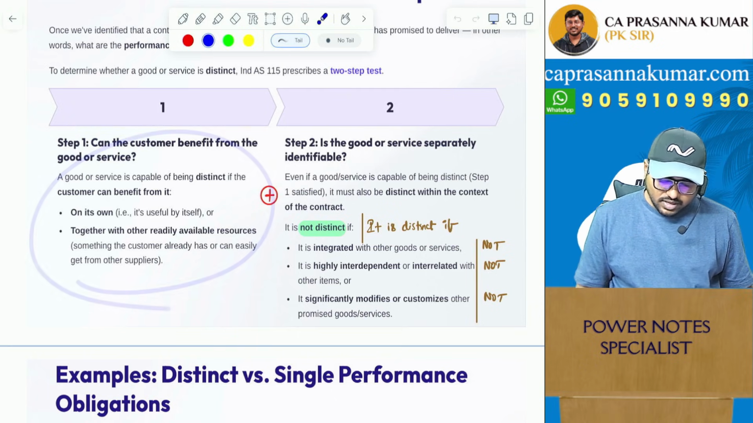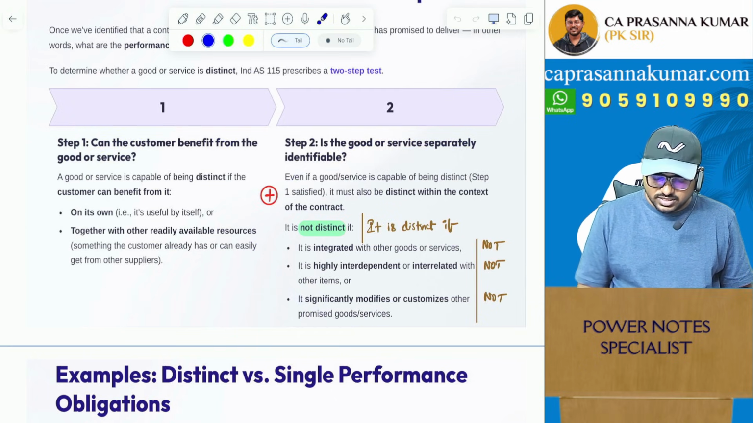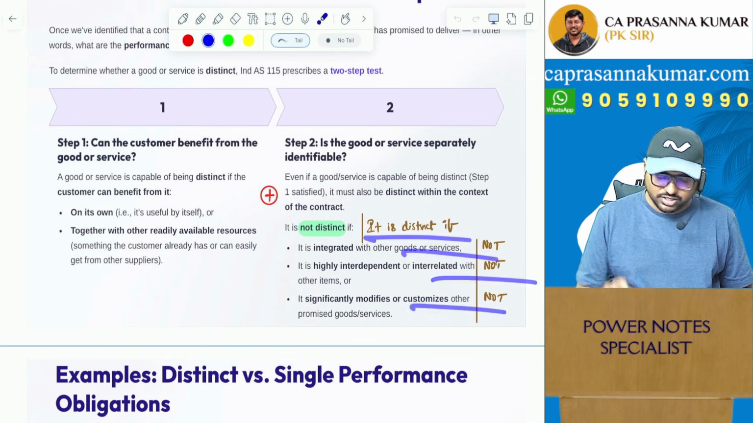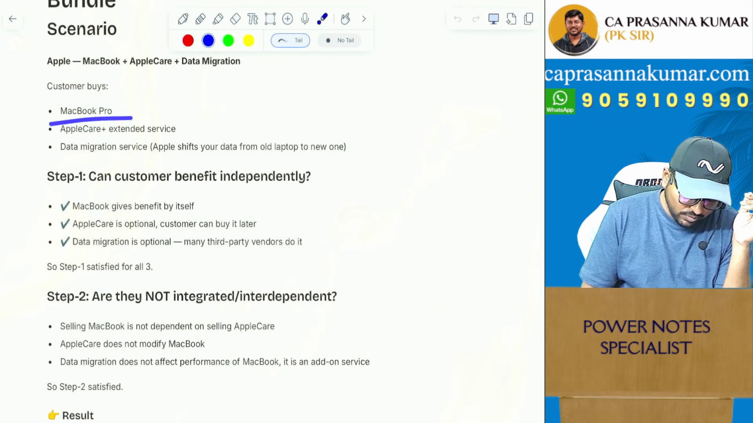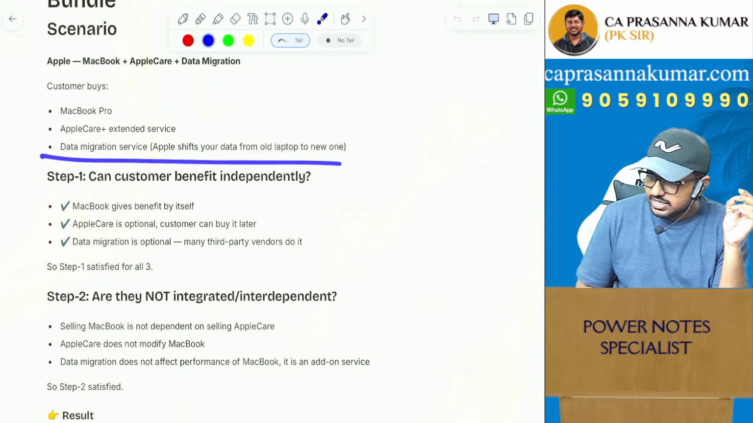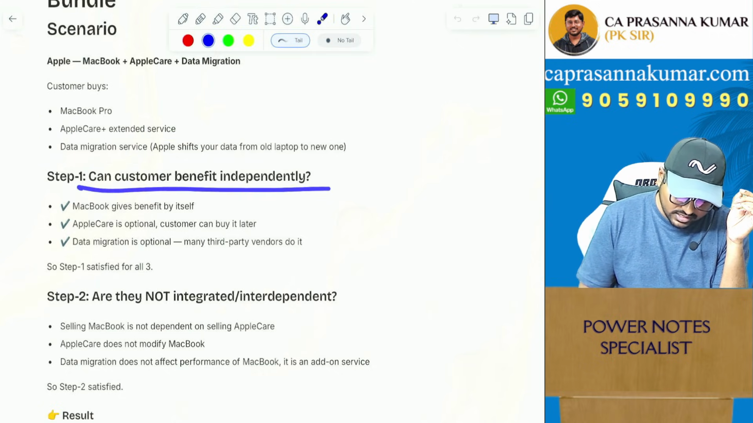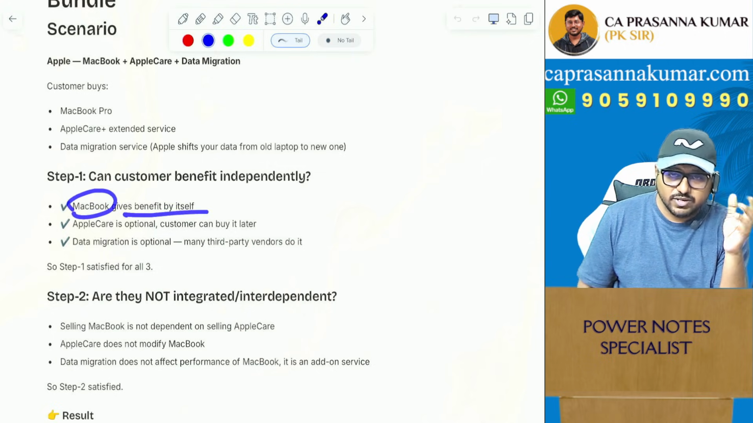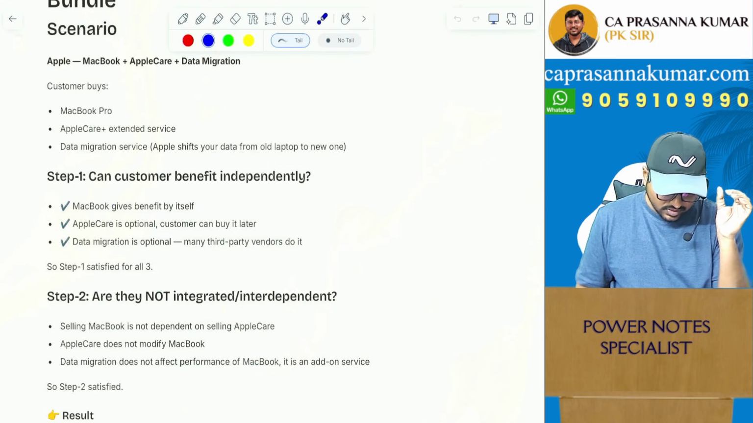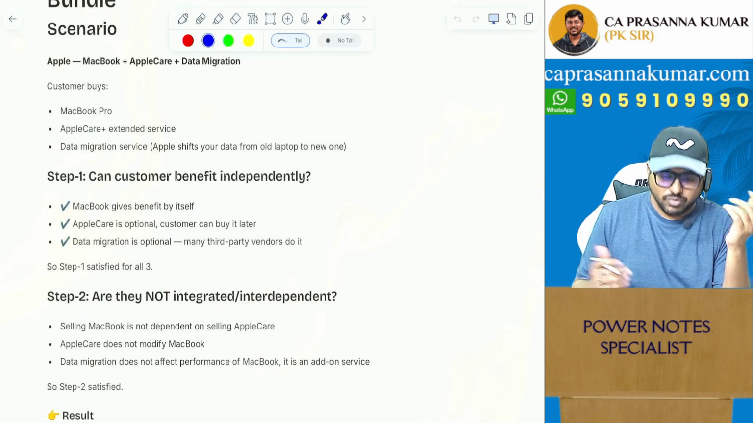Now, the other condition we have already seen. It is distinct if not, three conditions are there. We'll see that. Now, let's come back to the example. So, MacBook Pro, Apple Care Plus extended service, data migration service. Now, see here. Can the customer benefit independently? This is the first question, on its own. Yes, MacBook gives benefit by itself. You can use it. Of course, it also comes with the charger. So, that point is not there.